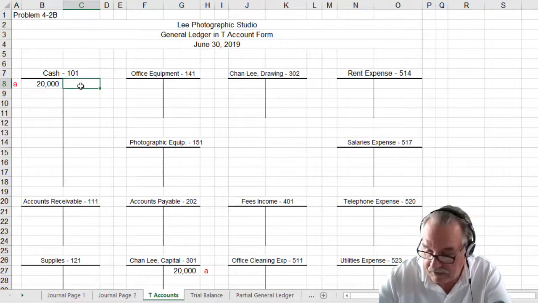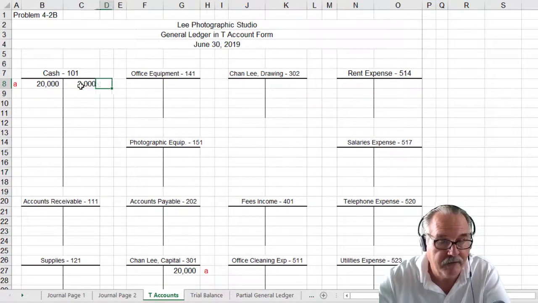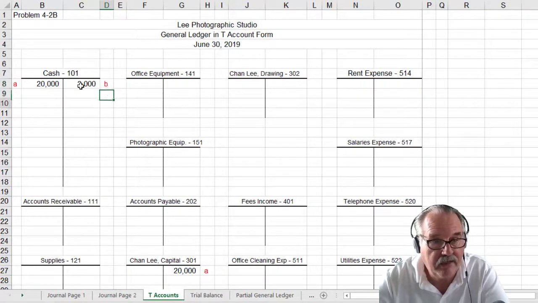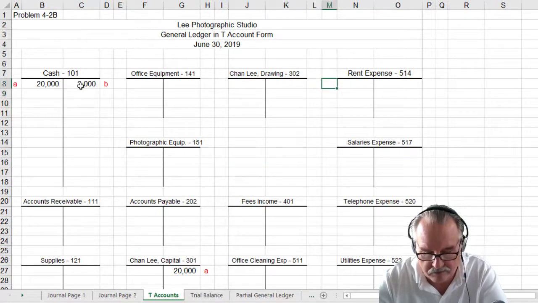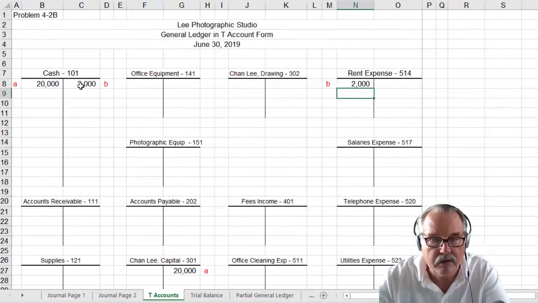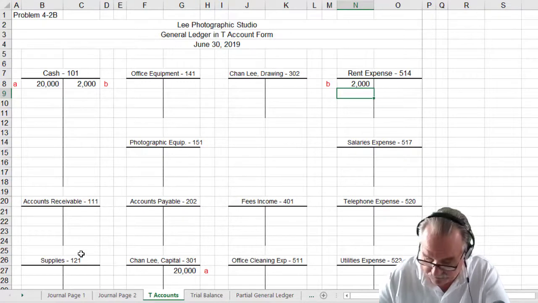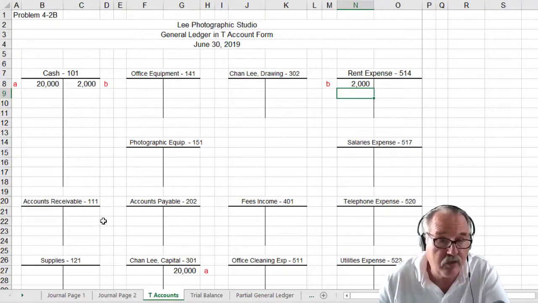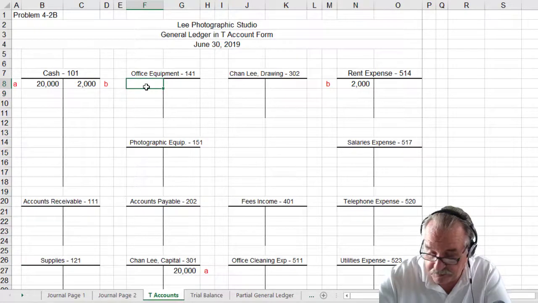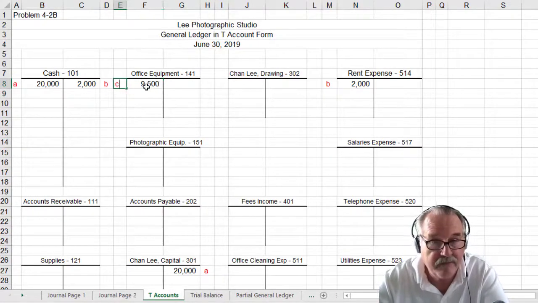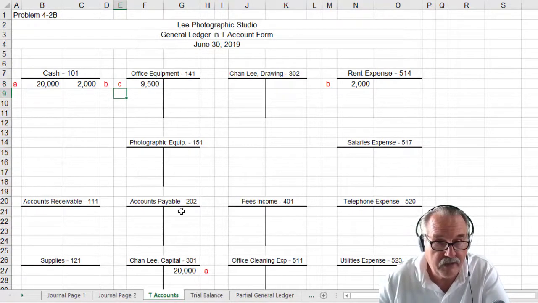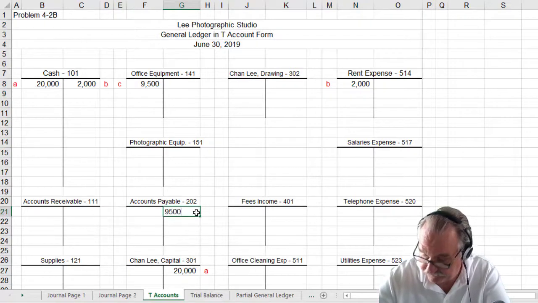Okay. Second transaction was the rent. So we had a credit to cash of $2,000 and a debit to rent expense. And then my third transaction was the office equipment, $9,500. This is transaction C, and a credit to accounts payable.